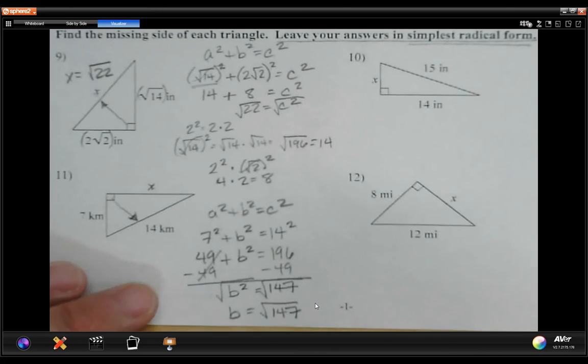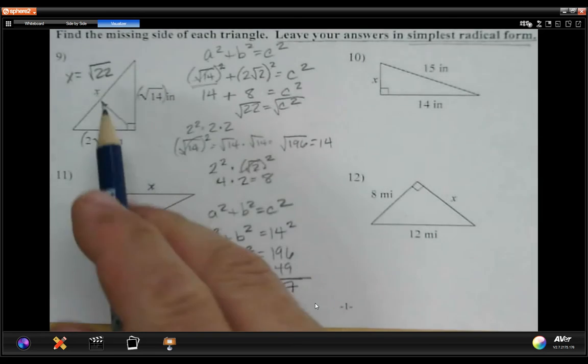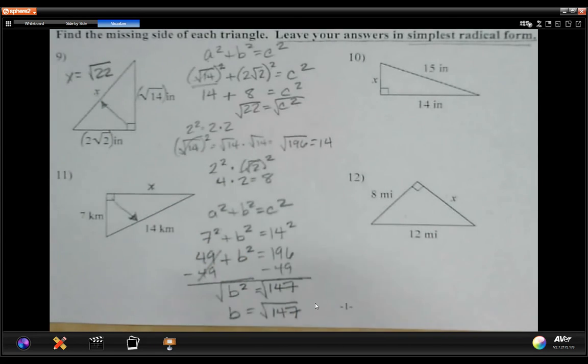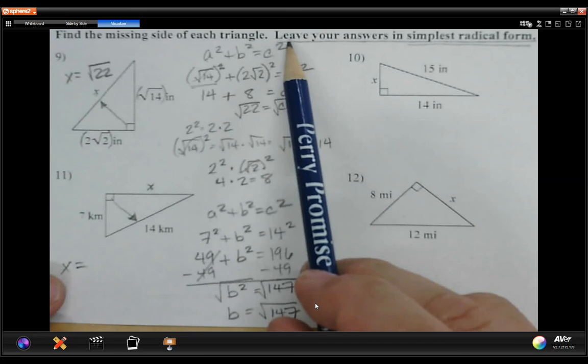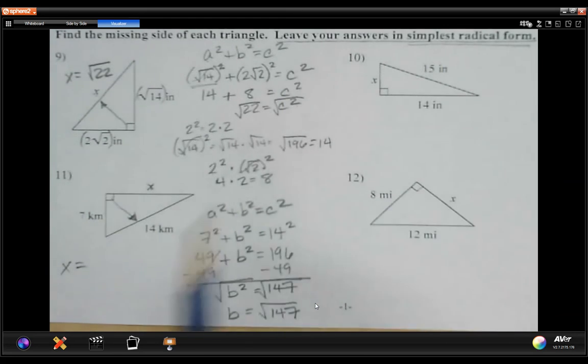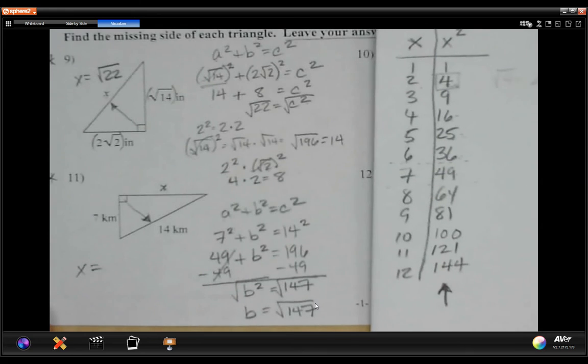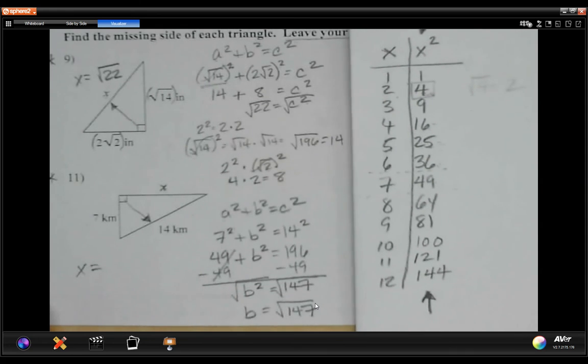And we may be really tempted to say, you know what, I don't think there's a perfect square that's in 147. So I'm just going to do exactly what I did for number 9, and I'm just going to write down x equals square root of 147. Well, you can do that, but again, your instructions tell you to leave your answer in simplest radical form. So let's at least look at our perfect squares list, okay?